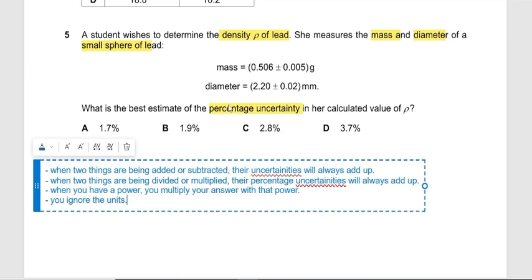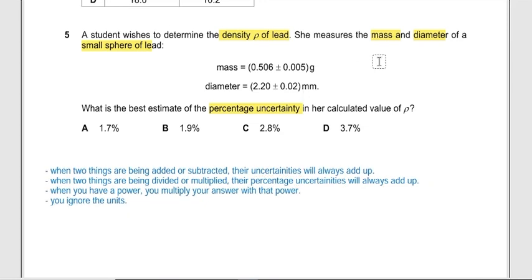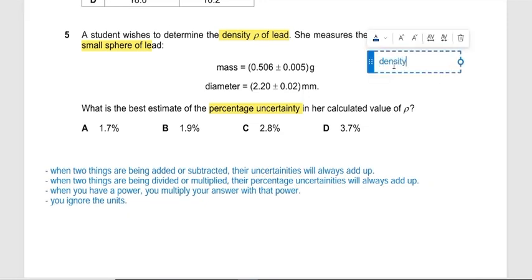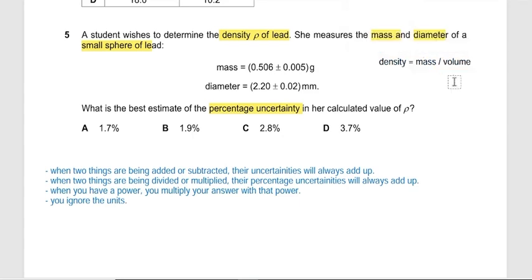So we have to find the density. And we know that density is equal to mass divided by volume. When we know that density is equal to mass over volume, we know two things are being divided, which means that once we find the percentage uncertainties, we can simply add them up and you will get the answer.